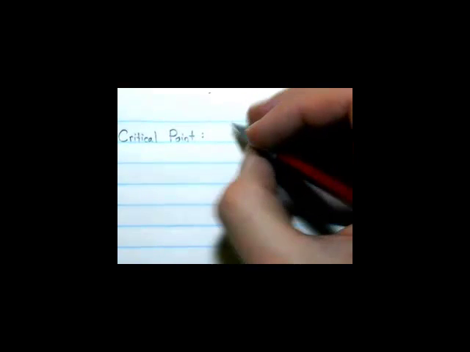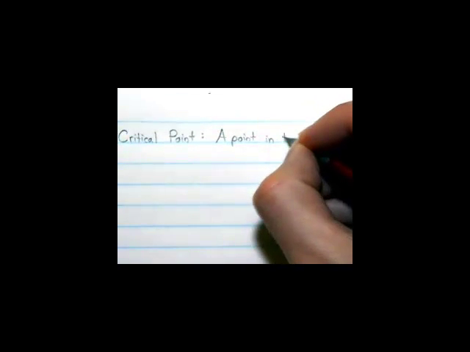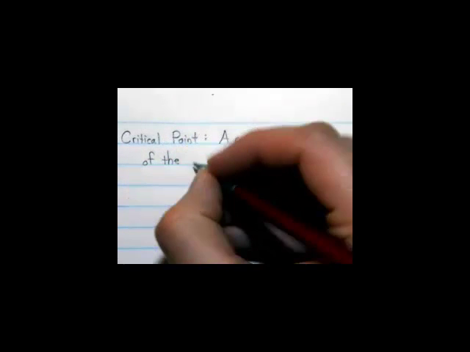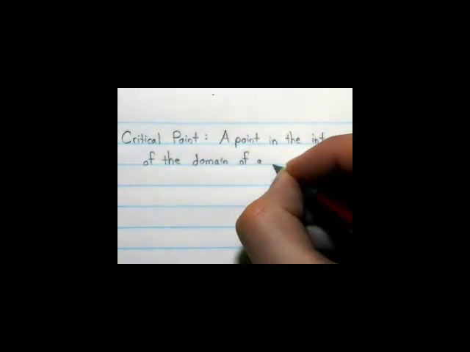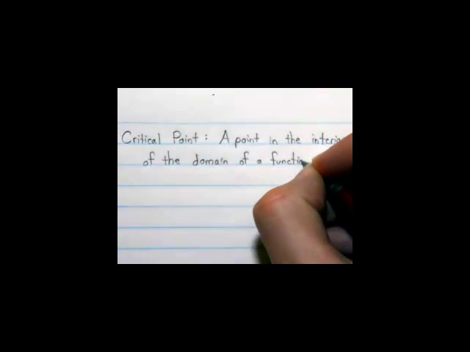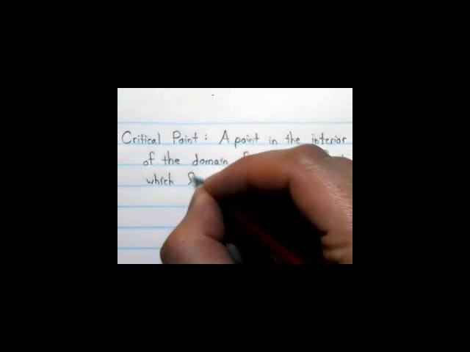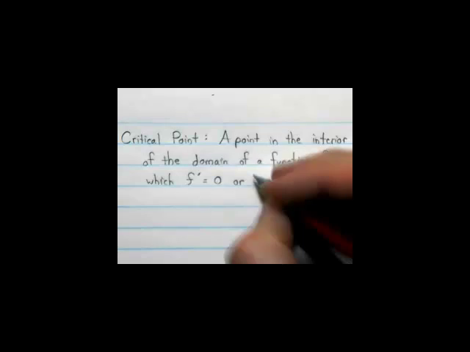Okay, so a critical point is a point in the interior of the domain of a function f at which f prime is equal to 0 or f prime does not exist.